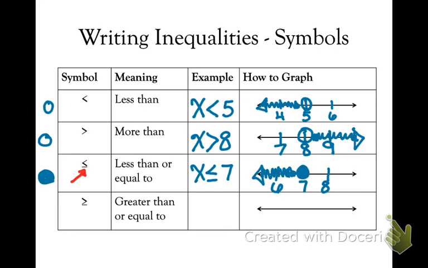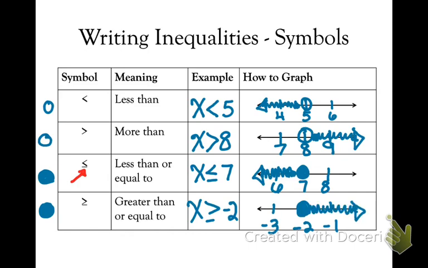Greater than or equal to would be written like this. x is greater than or equal to -2. So to indicate that on a number line, I would use, again, since I have that little underline, a closed circle. And I am going to shade to the right.